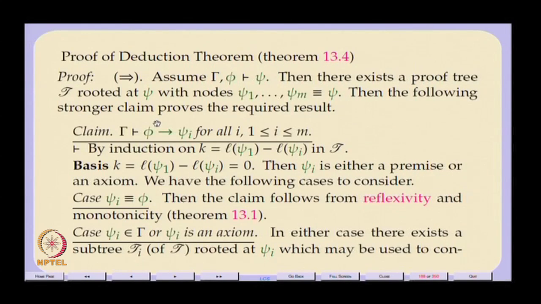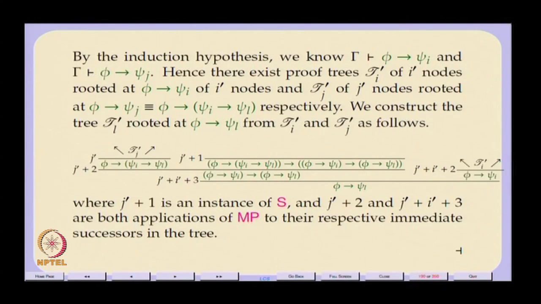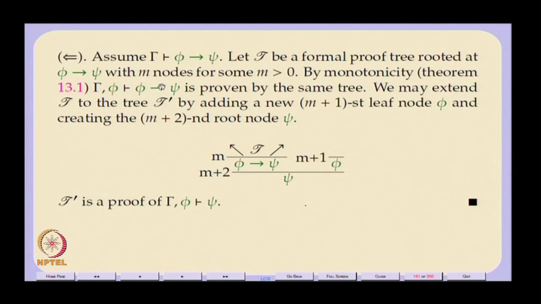Using the K axiom. Right, so this is the left arrow, right? So what we are saying is you can actually use the K axiom. By adding, we use the monotonicity by adding an extra assumption like phi to the set of assumptions gamma. You are not losing anything in the proof.